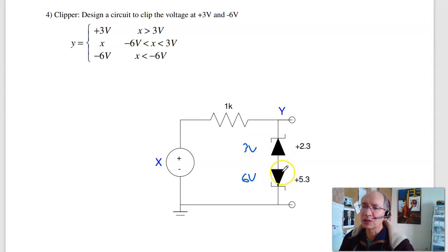Zener diodes are diodes. They've got about a 0.7 volt drop when they turn on, used normally, and the Zener voltage when used backwards. So I would adjust each of these by 0.7, make that a 5.3 volt Zener, 2.3 volt Zener, and it should clip at plus 3 and minus 6.